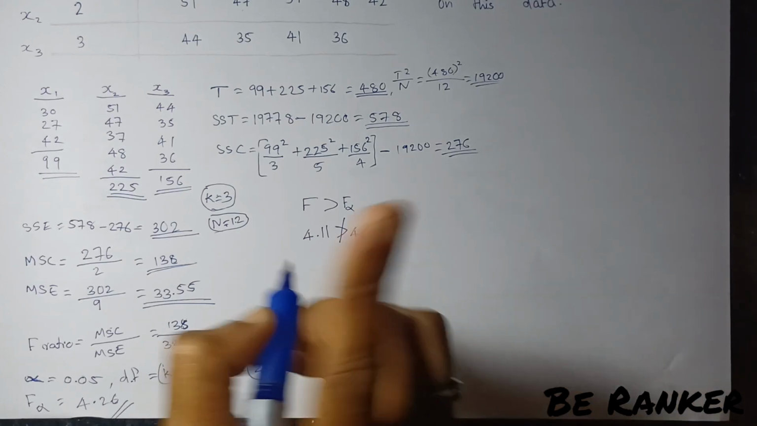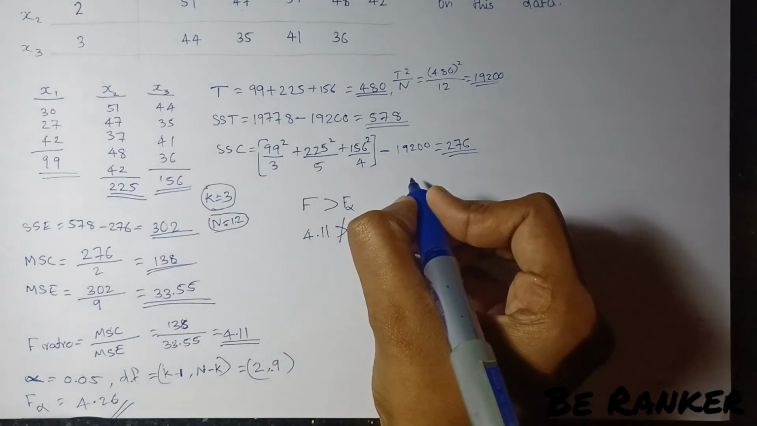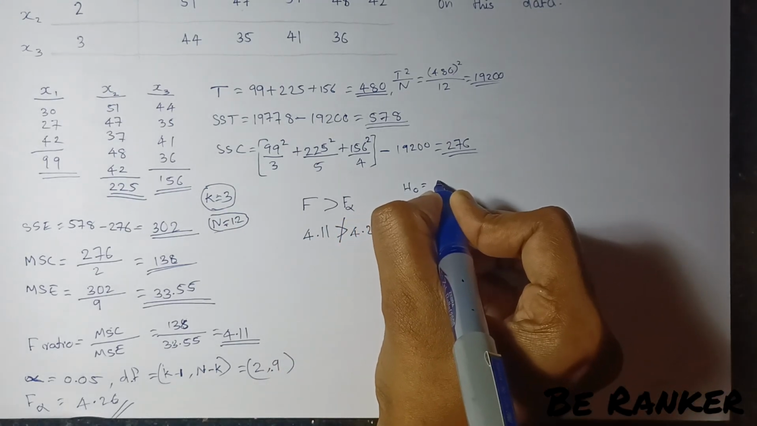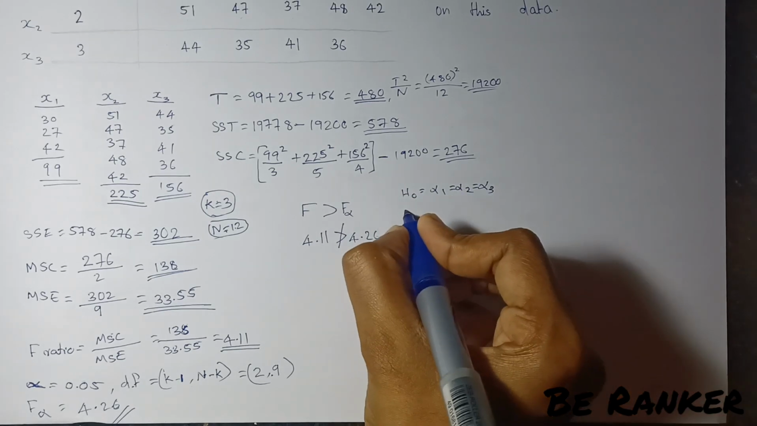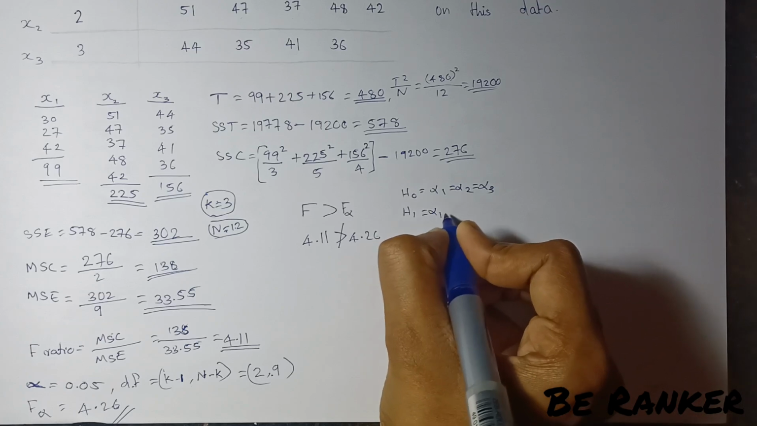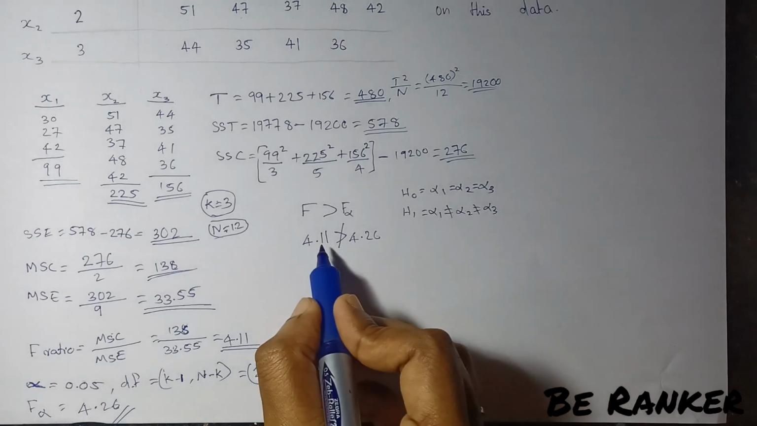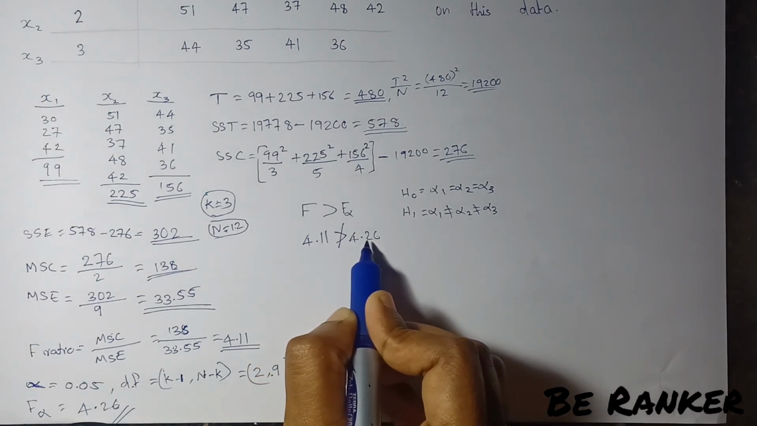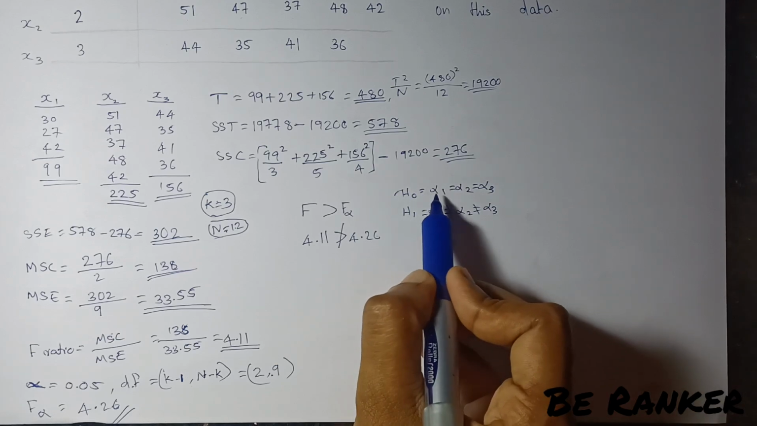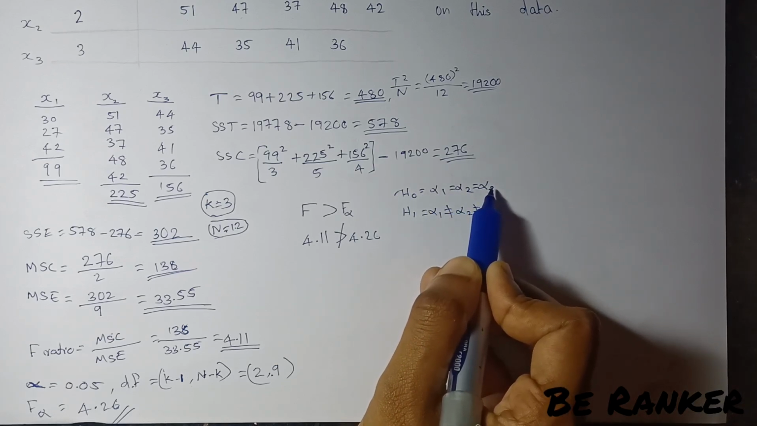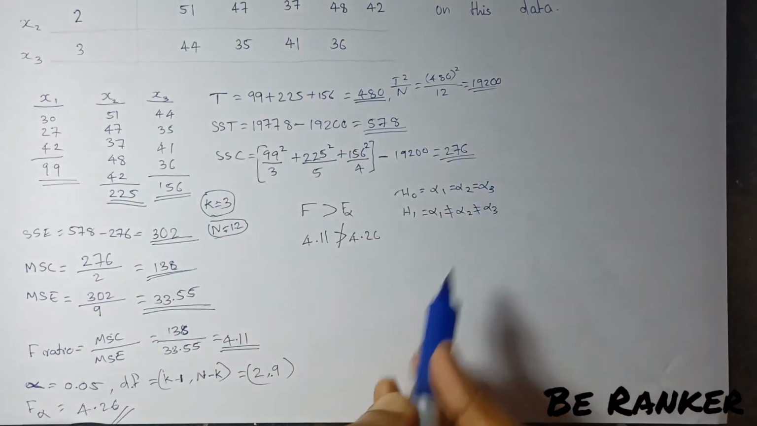What is H0? We actually did not describe what H0 and H1 are. Here H0 is alpha 1 is equal to alpha 2 is equal to alpha 3, and H1 is alpha 1 not equal to alpha 2 not equal to alpha 3. Here F is not greater than F alpha, so we can accept H0. So we can conclude that all treatments have the same effect in the yields.